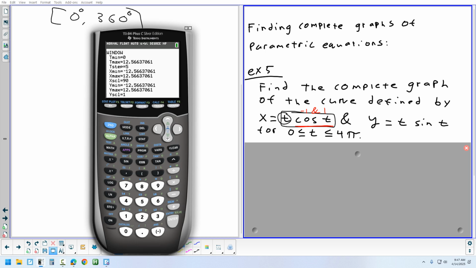T-step, 5 is an awful idea. You're going to get 0, 5, 10. If you graph that, well, first of all, you've got to put it in radians. It's going to draw pretty quick, because it's only going to draw 0, 5, and 10. But I thought I put it in radians. No?